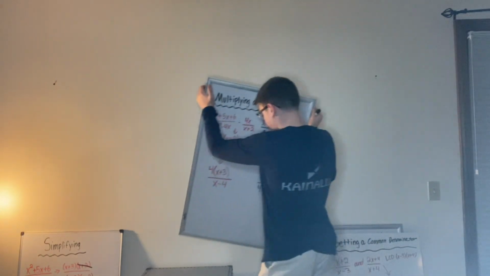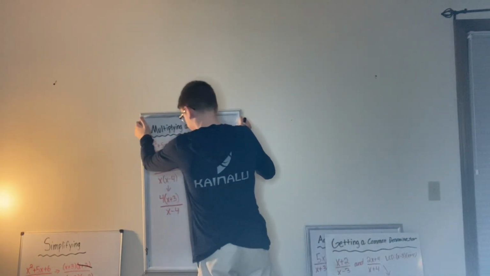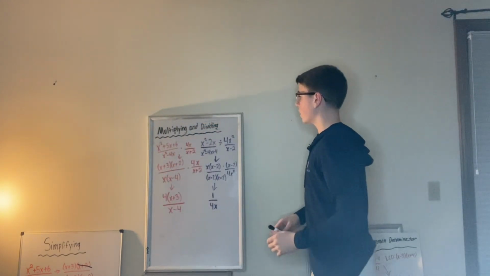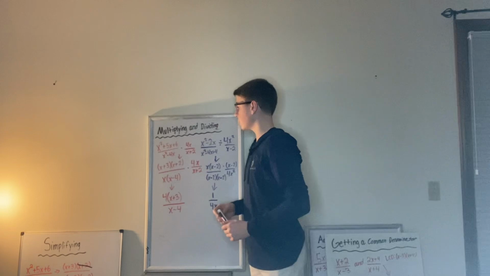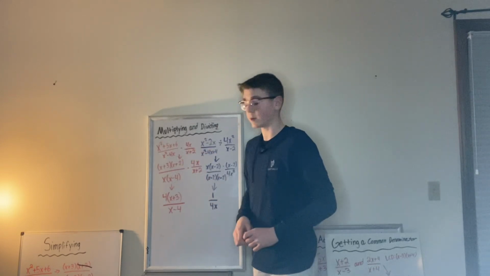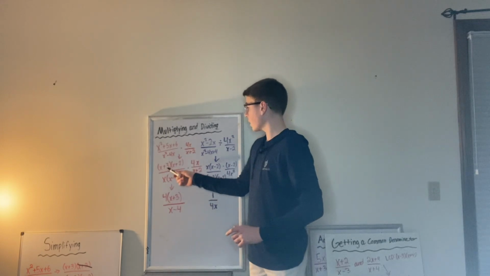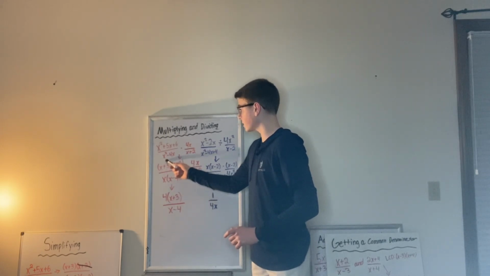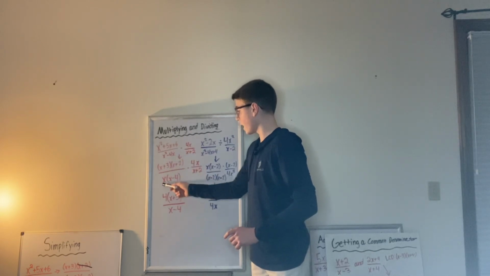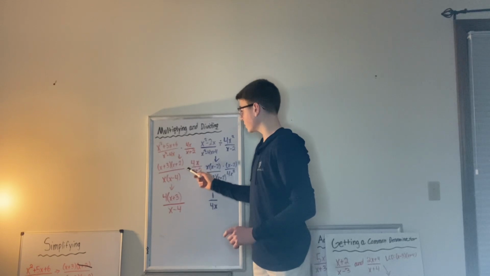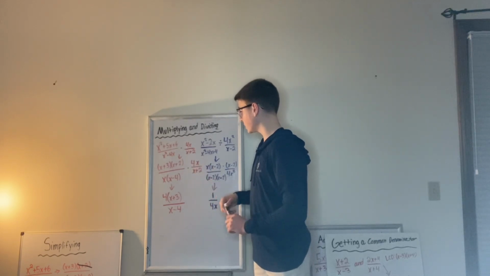Next, now that we know how to simplify, we can already multiply and divide these. It's crazy how fast it goes. Multiplying and dividing. So we're going to do x squared plus 5x plus 6 over x squared minus 4x times 4x over x plus 2. So first we do x plus 3 times x plus 2 over, we can take an x out of x squared minus 4x, x times x minus 4. Then times 4x over x plus 2.